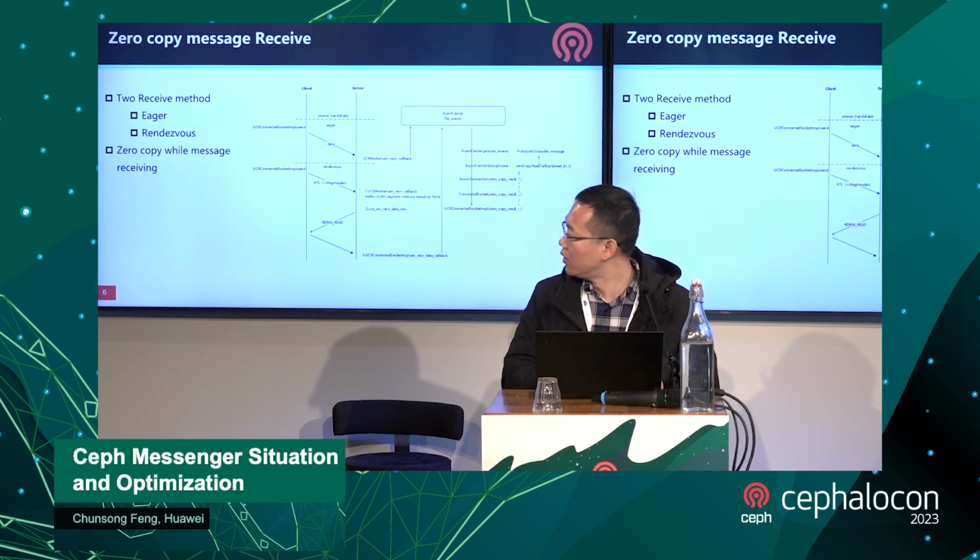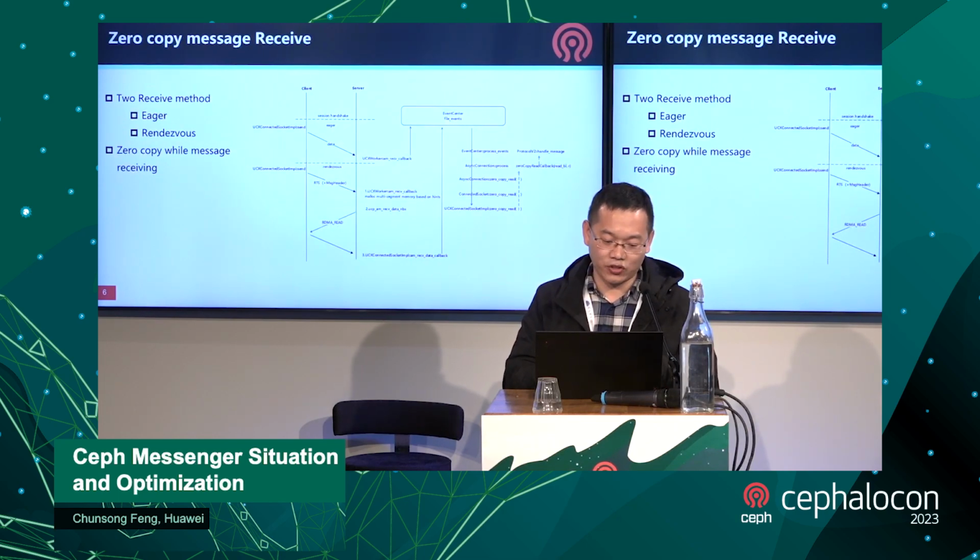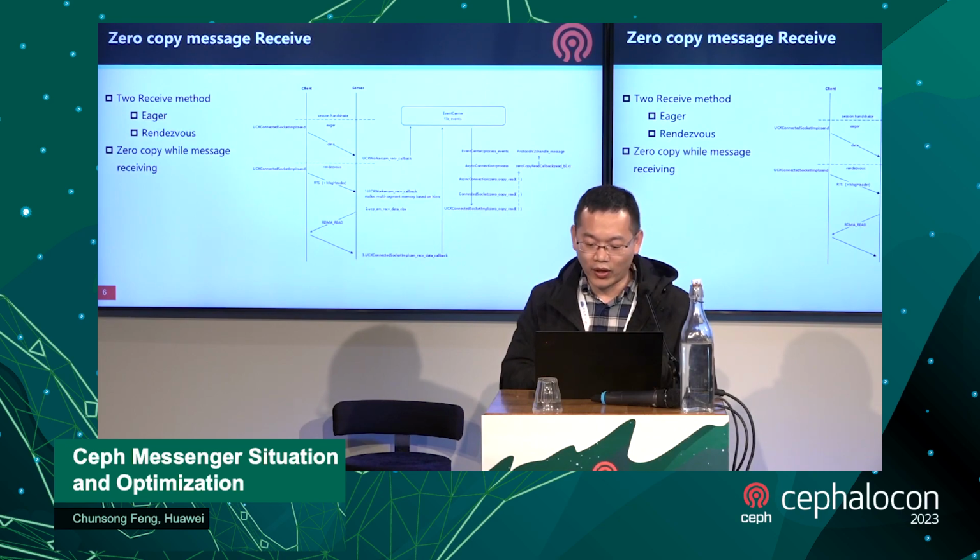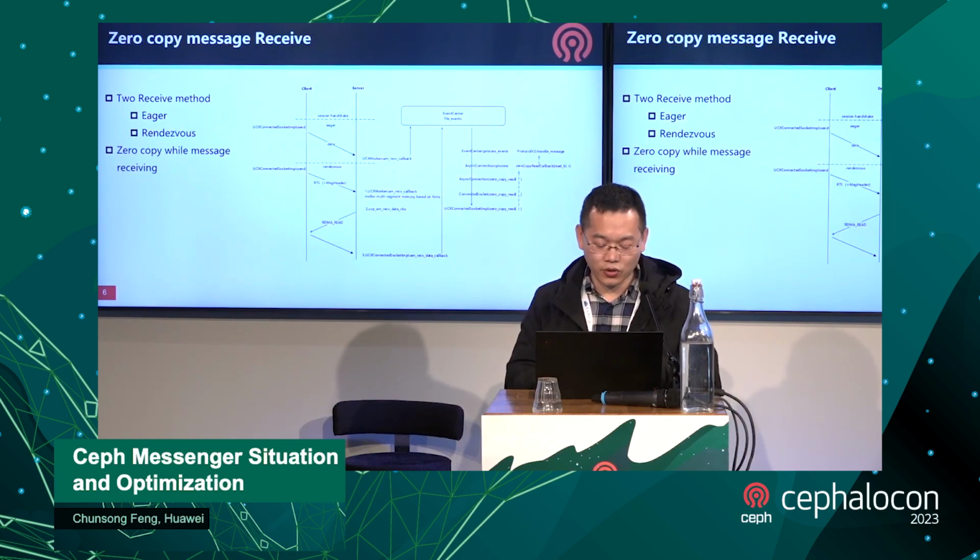Here is the zero copy message receiving. We have implemented eager to receive small packages and rendezvous for large packages. We can configure the package size to distinguish the small and the big packages. And we pre-allocate the memory before the package receiving, and we implement the zero copy receiving.